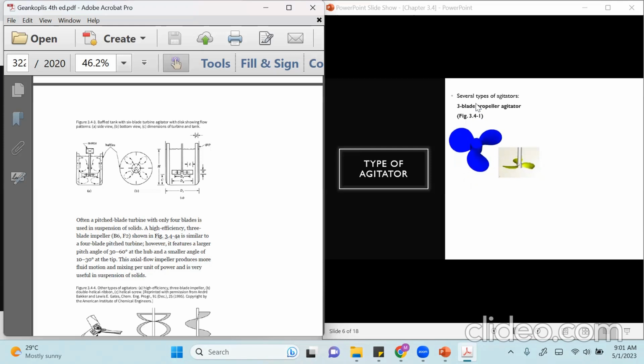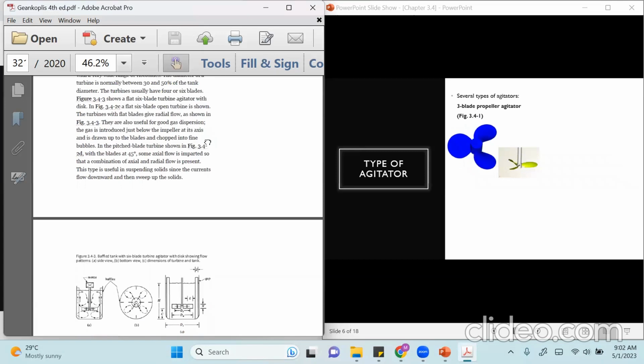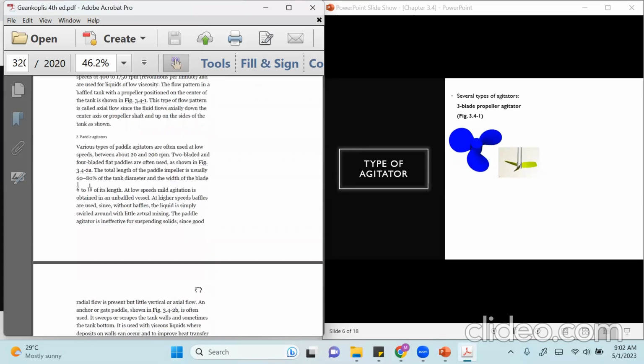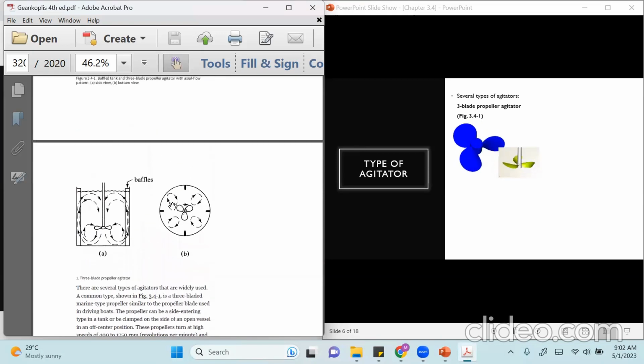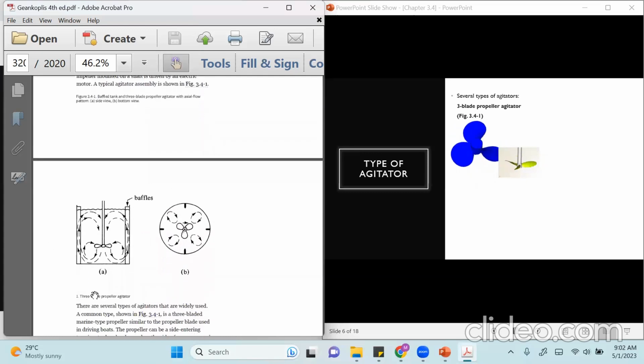Okay, so there are several types of agitator. The first one is the three-blade propeller agitator. So I will go up again to this figure. As you can see, it's just like a fan. The three-blade propeller agitator, the shape looks like a fan. It can be center mounted or side entering.